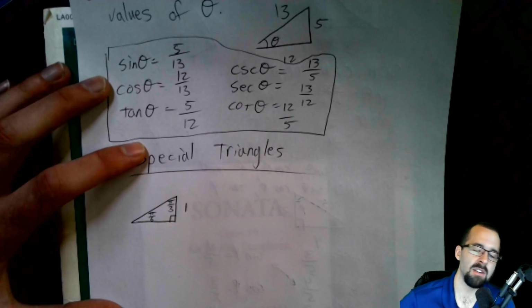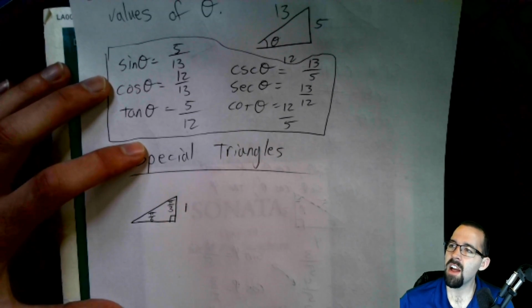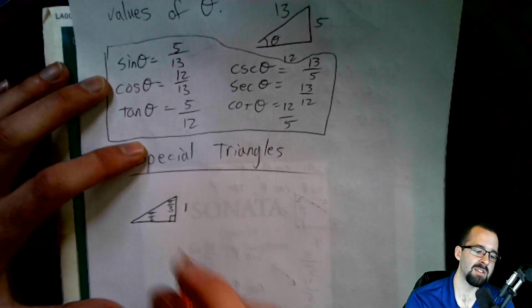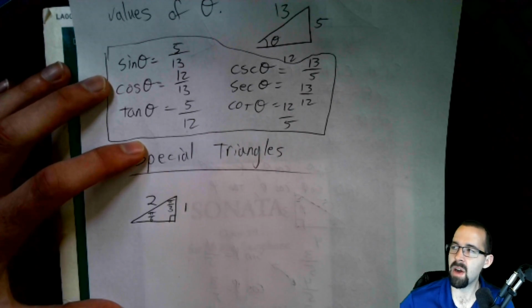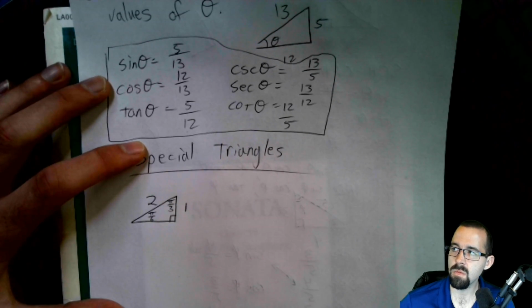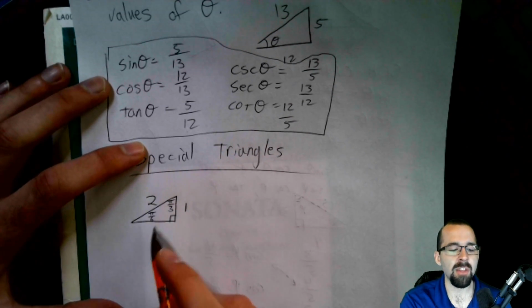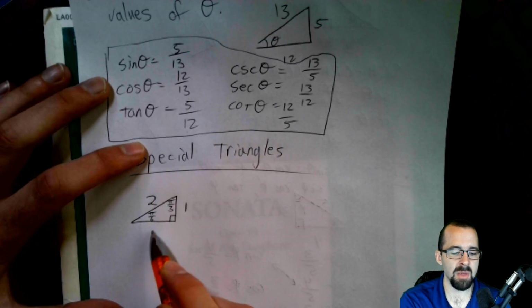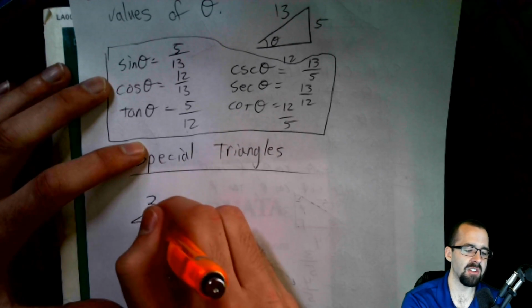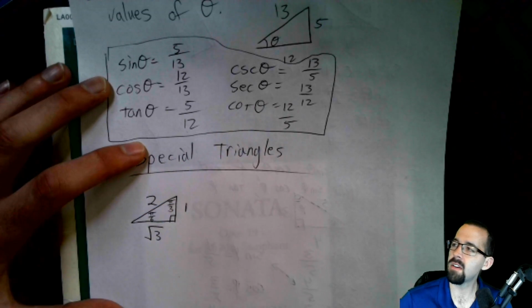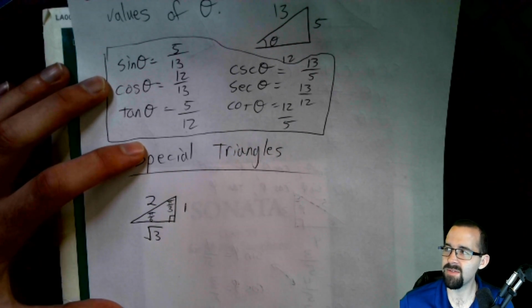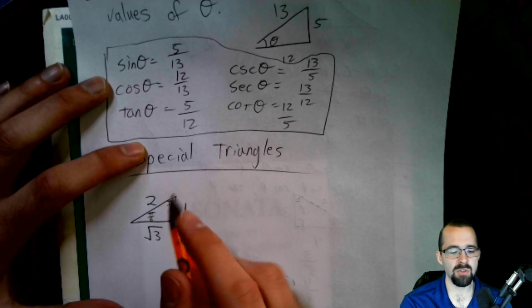If the short side is 1, the hypotenuse is always double the short side's length. So let's say the hypotenuse now is 2. Well, then you could use the Pythagorean Theorem, a squared plus b squared equals c squared, to solve for b, and find that this is actually the square root of 3. So, they're not all nice, but nice enough. Okay? And this is one special triangle.